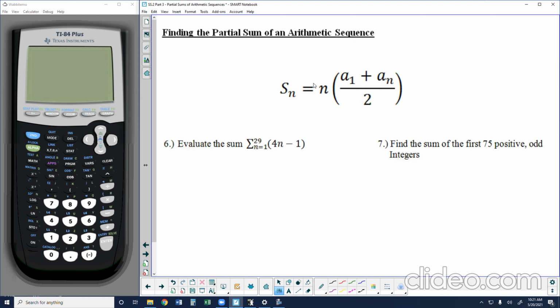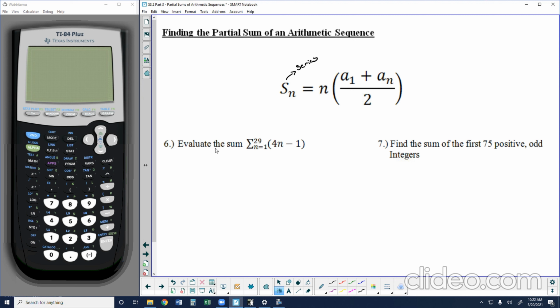As we take a look at this equation, we should be familiar with this. This expression denotes a series with n terms, and n would be that constant, the number of terms in the series. A1 plus a sub n over 2 would just be the average of the two terms, but we can use this formula and substitute this in. This would be the first term, and this would be the last term of our sequence.